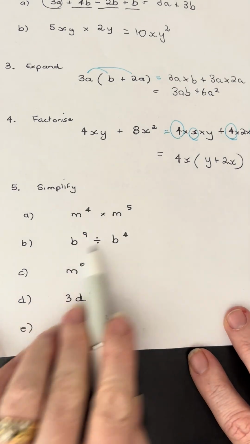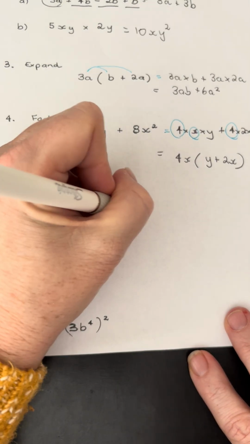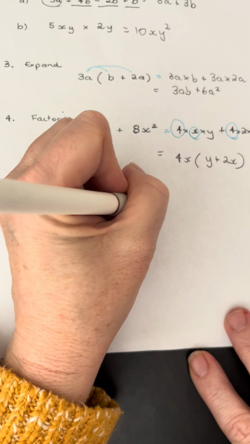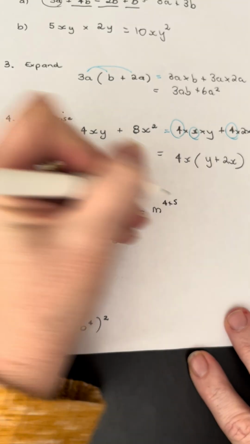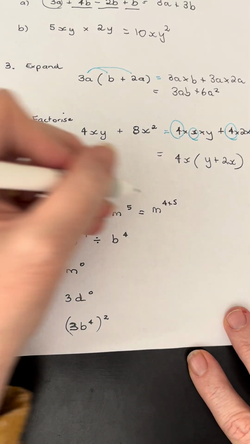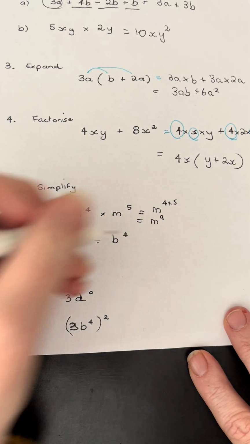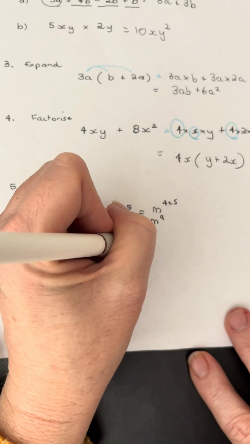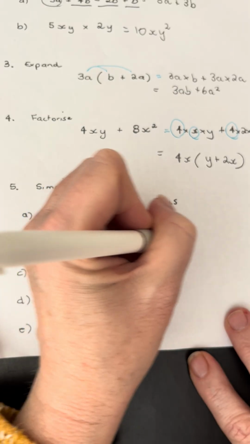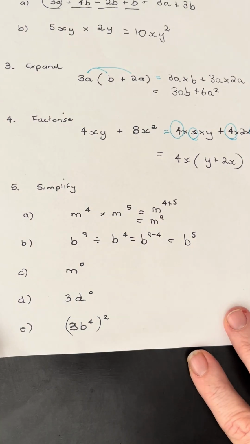Here we've got some simplifying using our index laws. So we want to show that line of working. So we've got m to the 4 plus 5, because when we're multiplying with the same base, we add the indices. So we get m to the 9. When we're dividing, we're going to subtract. So we've got 9 take 4 is equal to b to the 5.